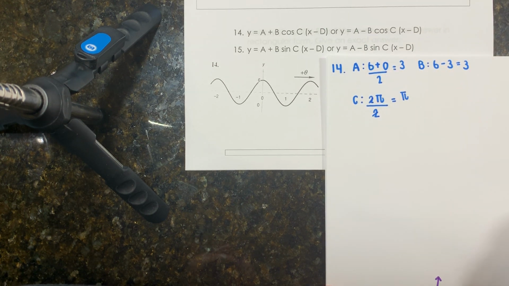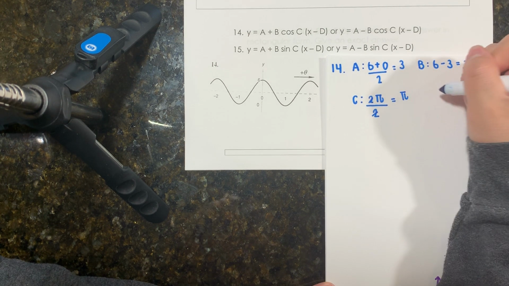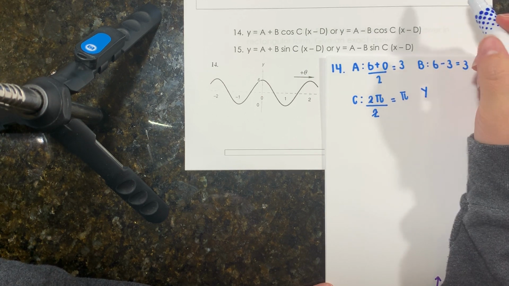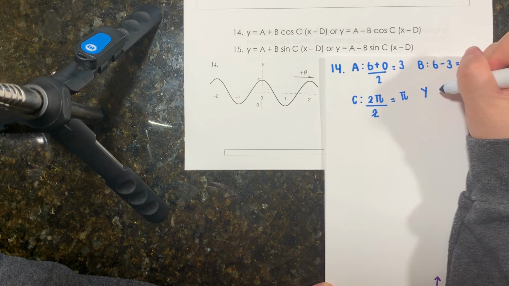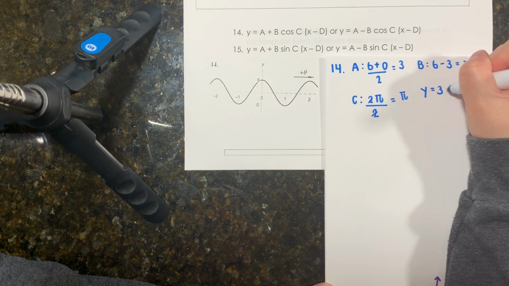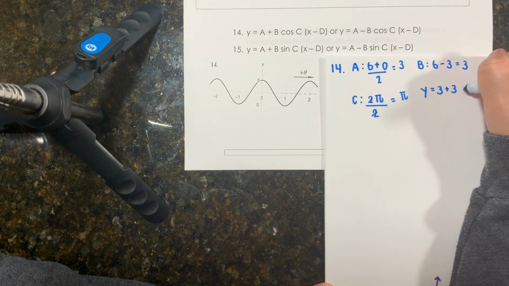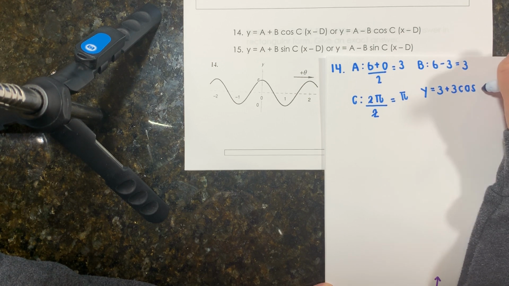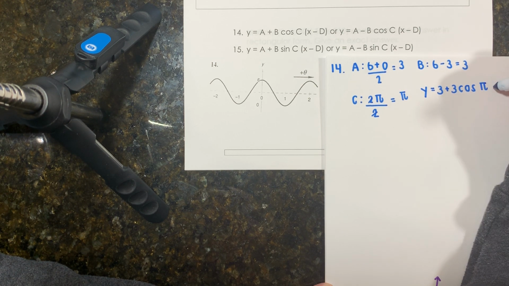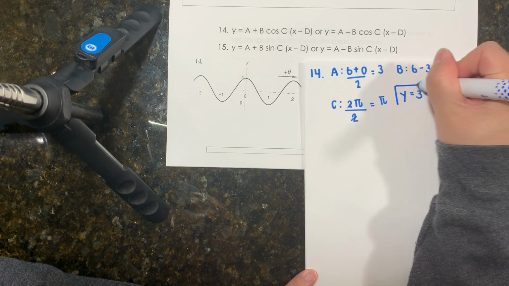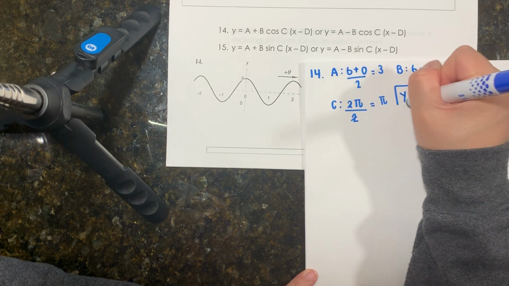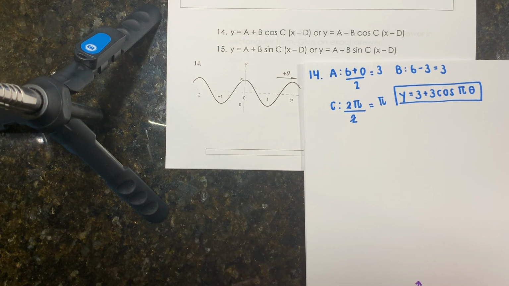This is already a cosine function, so I don't actually need to change anything. There's no phase shift. So we're only going to use this equation right here. Y is equal to a, which is 3, plus b, which is 3, cosine c, which is pi, and that would just be theta. Because again, there's no phase shift because it's already a positive cosine function. It already peaks at the origin.